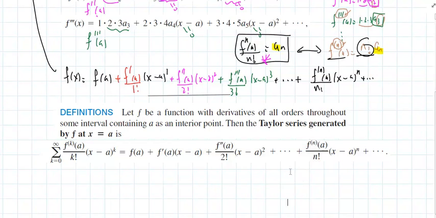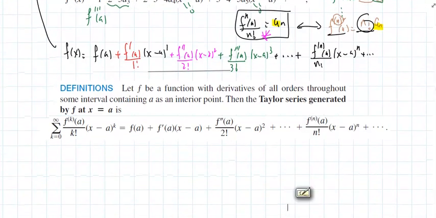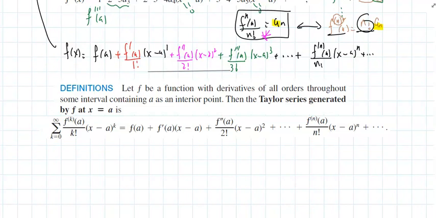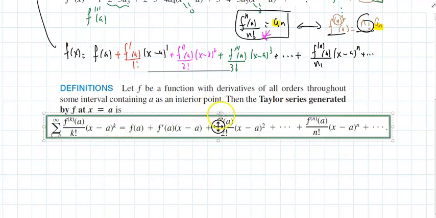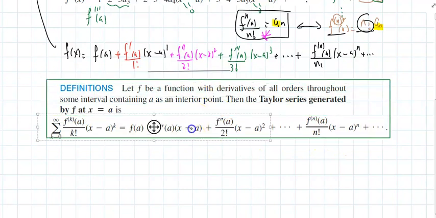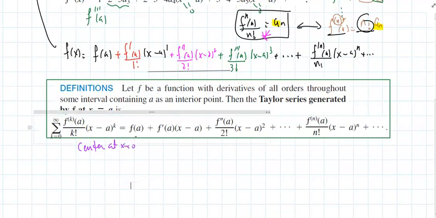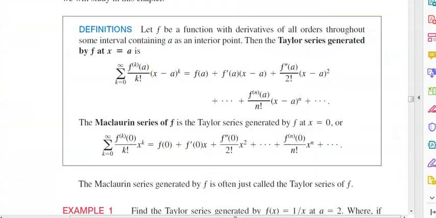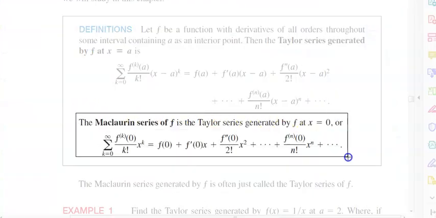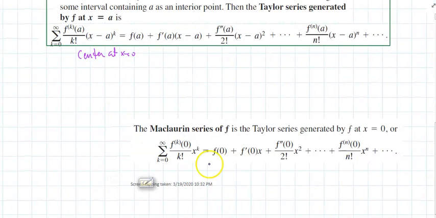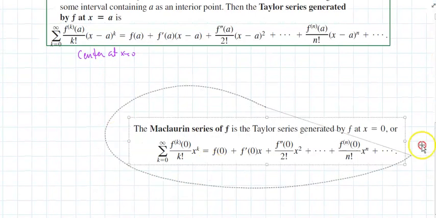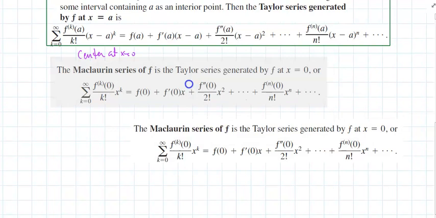And there it is. And if I would like to center at 0, if I really wanted to center this at 0, meaning wherever you see an a, you replace it with 0, pretty much you will get the Maclaurin series, which is identical to Taylor, except I'm centering everything at 0.